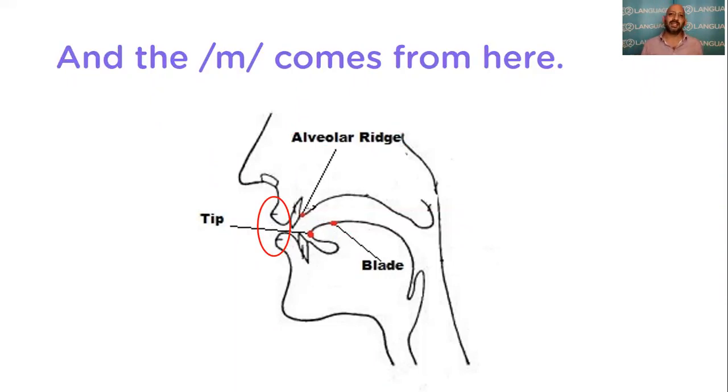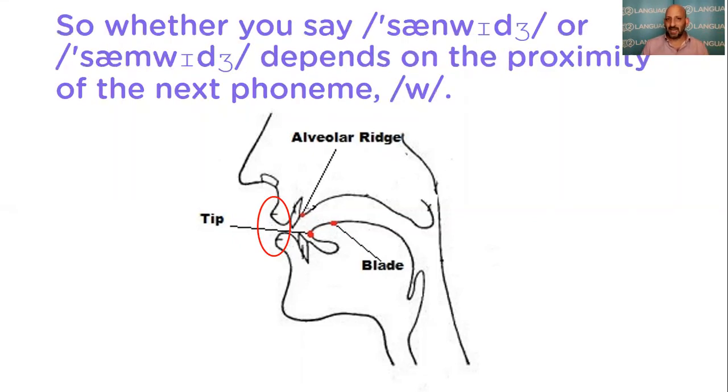All right? So is it sandwich or sandwich? That's up to you. Whatever comes out of your mouth naturally is what it should be. Both of them are in fact acceptable sounds. Notice though that the m is from the lips and the n is from the alveolar ridge. So if you say sandwich or sandwich, it depends on the proximity of the next phoneme, which is w. Now, w comes from the lips, it doesn't use the alveolar ridge. So more people probably say sandwich because the next sound is also from the lips.